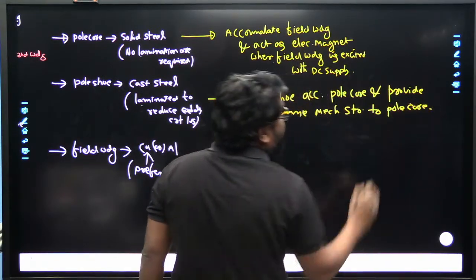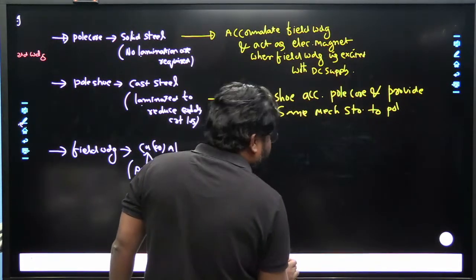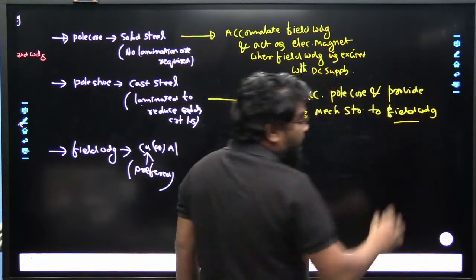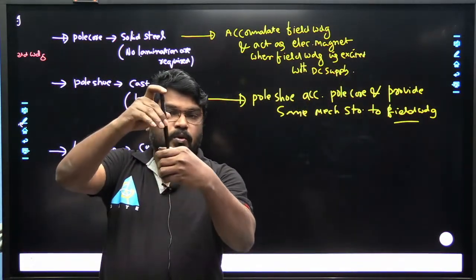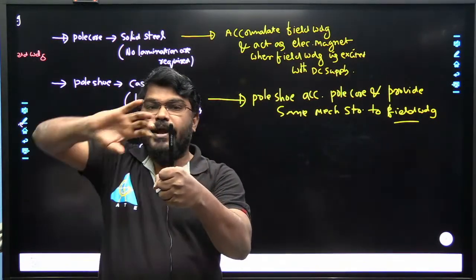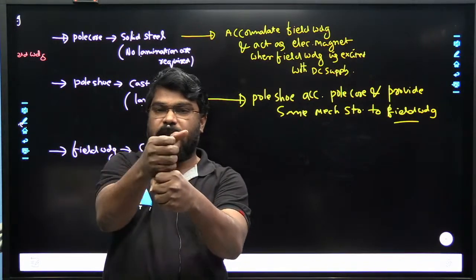Did all of you get the point? The pole shoe provides mechanical strength to the field winding of the machine. Why, I will tell you, listen. Suppose this is the pole core, and here my left hand is the pole shoe. The windings are placed on this limb, like this.